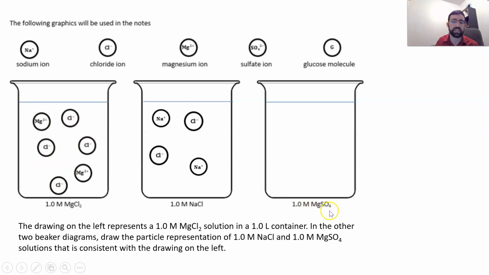1.0 molar magnesium sulfate, well, that's actually going to be much the same. 2 magnesium ions, 2 sulfate ions. Because I've got 1 magnesium ion and 1 sulfate ion for every magnesium sulfate formula unit that I would see.